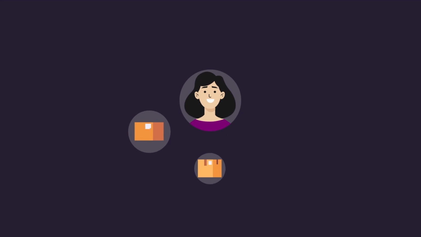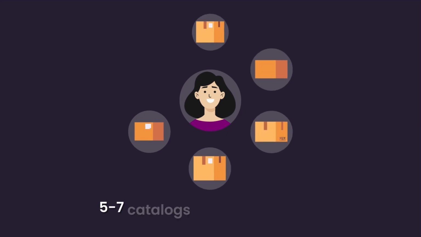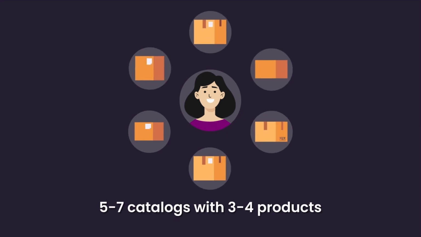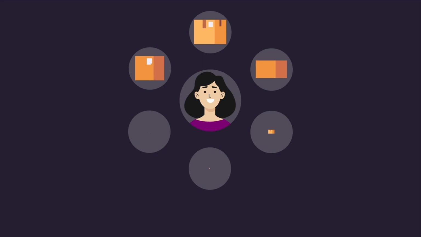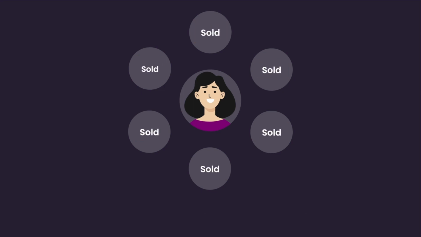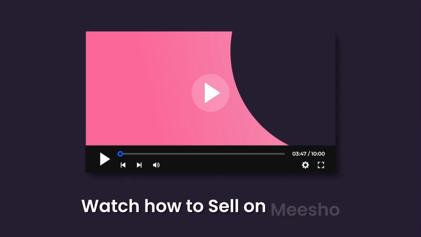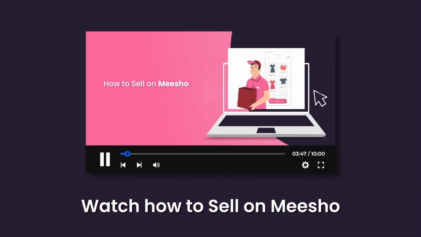To start receiving orders on Meesho, it is advised you upload 5 to 7 high-quality catalogs with at least 3 to 4 products in each catalog. Ensure that you've sufficient inventory for all products at all times. To know more about how to sell on Meesho, watch this video.